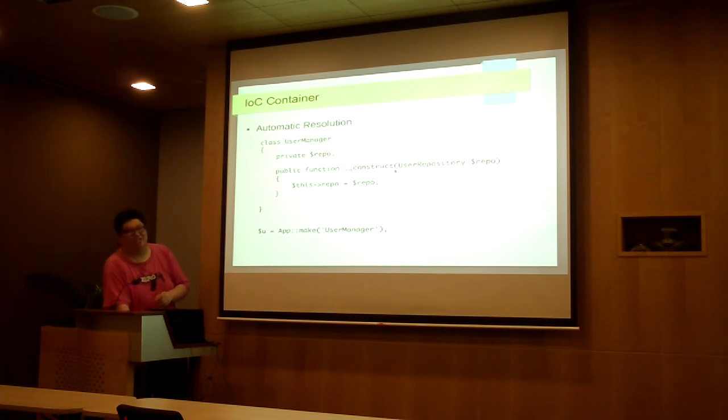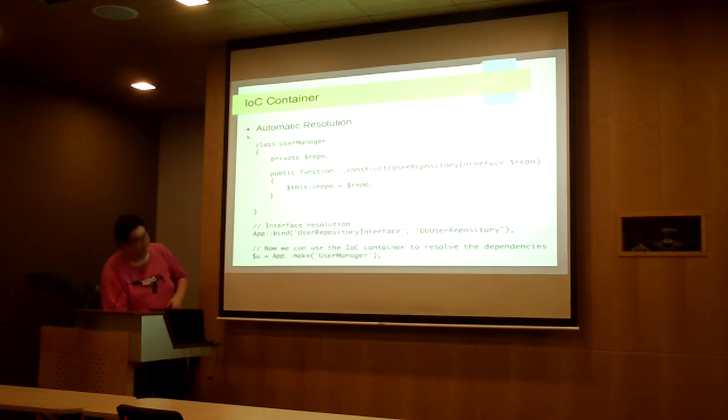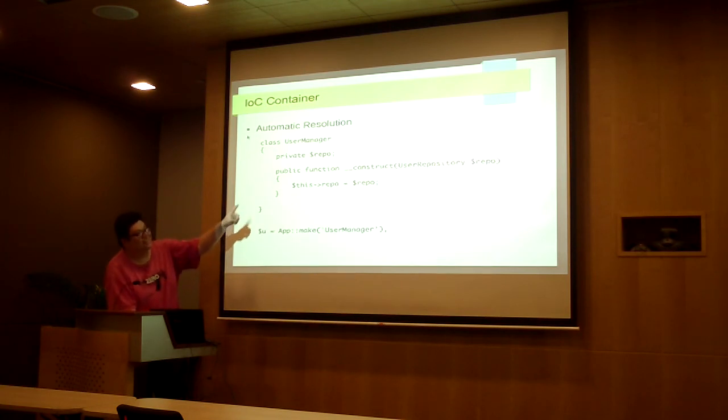How it's done actually is not really magical. Internally Laravel just uses the reflection API to spot the type hinting here, and then it will try to load the class with this, and it will try to inject it for you. That's all. It's just for convenience. And the last example here is the same as this. It's exactly the same.